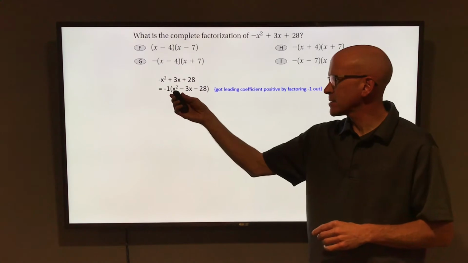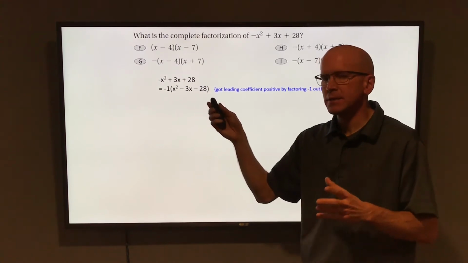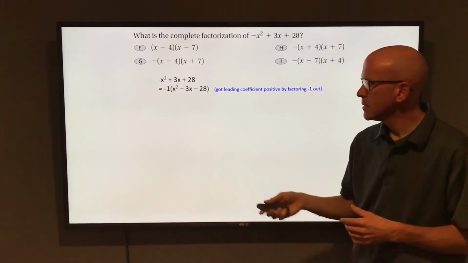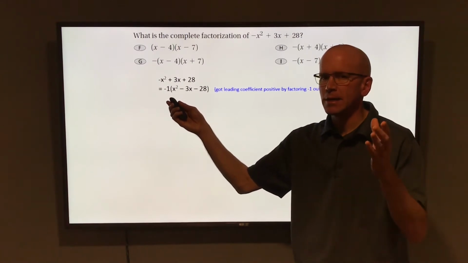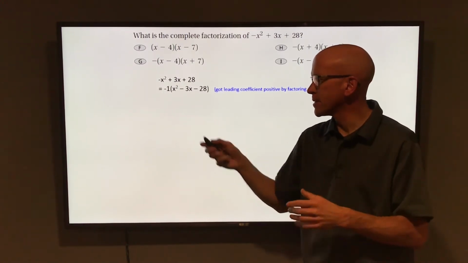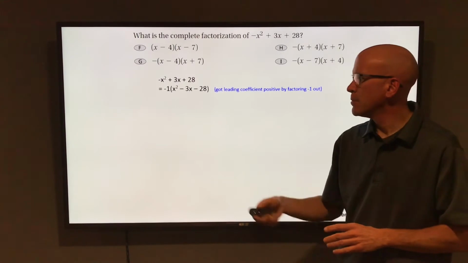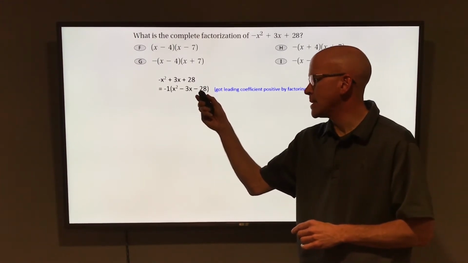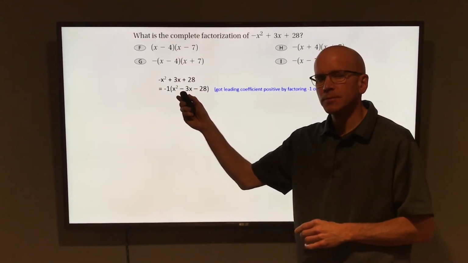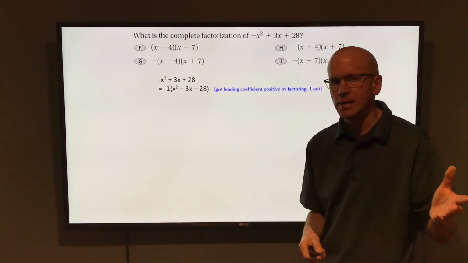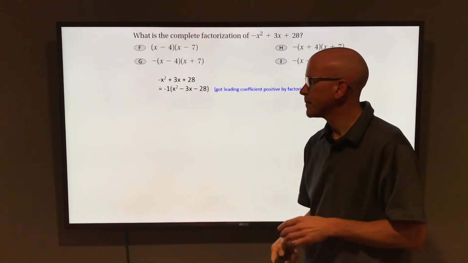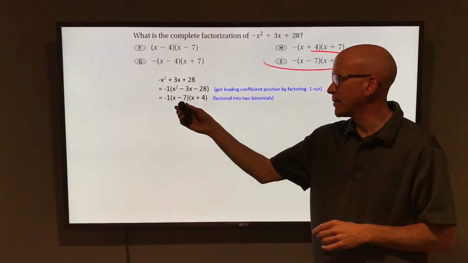Now, this x squared minus 3x minus 28 in parentheses, that factors into two binomials. Notice the leading coefficient is 1. This is one of the easy ones. The first terms of those two binomials would be x. The second terms multiply to get negative 28 and add to get negative 3. So you have to think of two numbers that multiply to get negative 28 and add to get negative 3. Those two numbers would be negative 7 and 4.